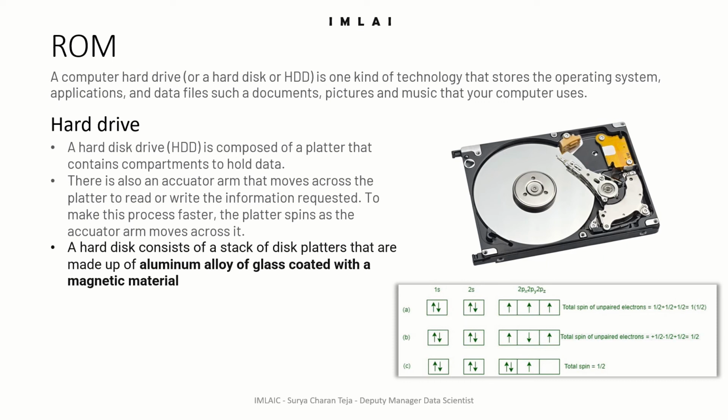Now here is how this stores the data. The arm which touches your platter is basically magnetizing your electrons. In that case, the unpaired electrons can spin either clockwise or anti-clockwise. That's nothing but 0 or 1. The game is over. That's it. It will rotate either clockwise or anti-clockwise.